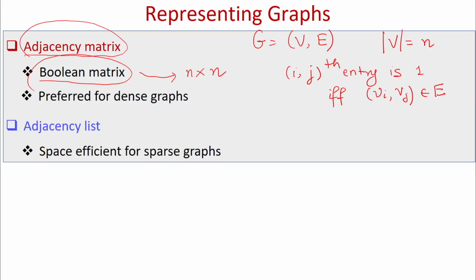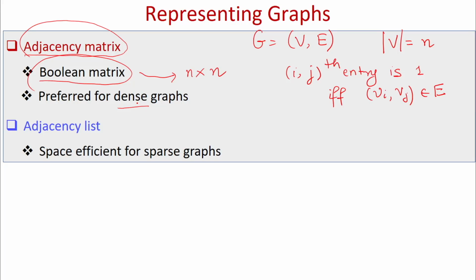This representation is preferred for dense graphs. What do we mean by a dense graph? A graph which has a lot of edges. That means it's not the case that you have very few edges; you have lots of edges in the graph, in which case a majority of the entries in your matrix will be 1. Whereas a sparse graph is a graph which has lots of vertices but very few edges. For such a graph, the adjacency list is the preferred data structure for representation of the graph.